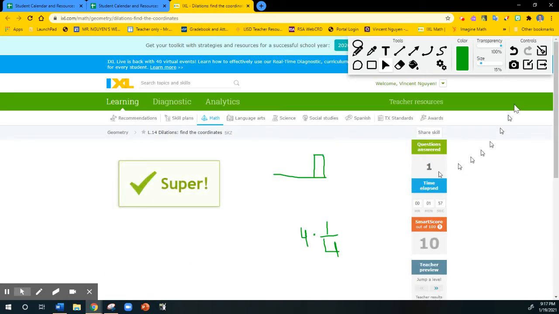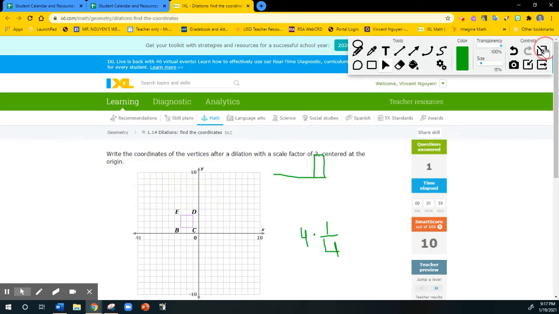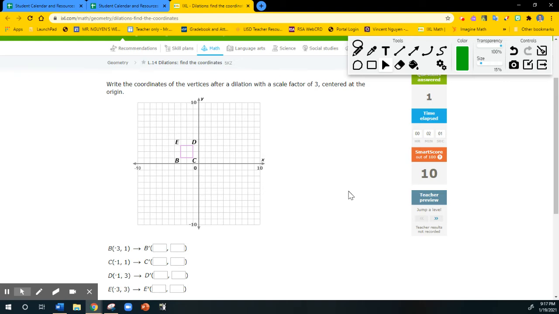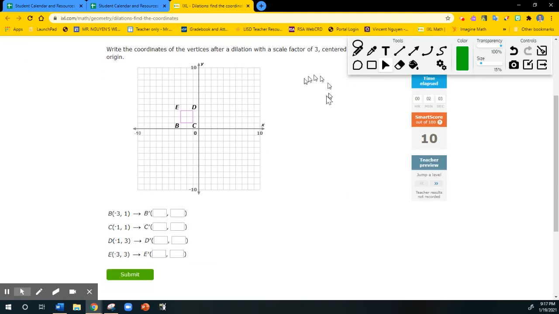Submit. Okay, we don't actually have to graph because they're giving you the graph just so that you can check your coordinates to make sure that it looks right. But if you do your algebra correctly, you should be fine. So here we have a scale factor of 3. So the rule is pretty straightforward. Just multiply by the scale factor, and you'll be done.